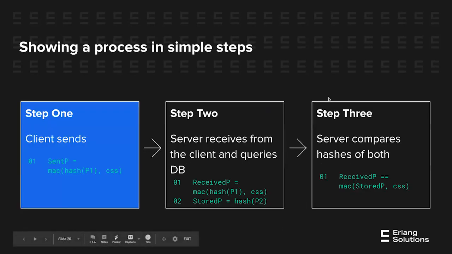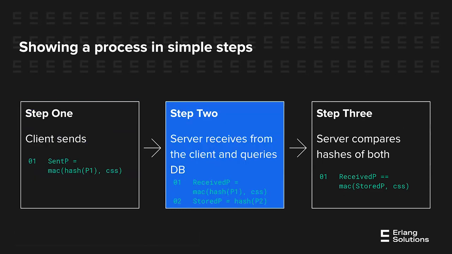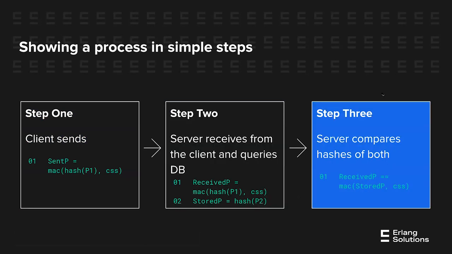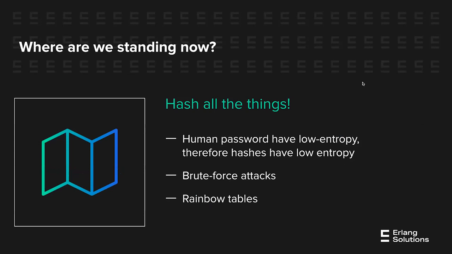Okay, so the process in simple steps. The client sends a hash and marks it with the session secret. The server receives that, retrieves the hash from his database, and since he also has the session secret, builds the MAC and does the comparison. And we can go for the naive binary comparison, because they're going to be different on every submission, so you lose any structure that you would be able to guess. Where are we standing now? Hash everything. Okay. Now, next problem.